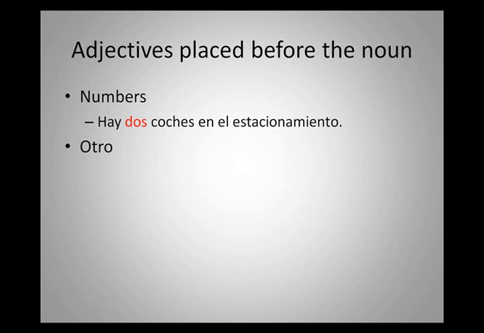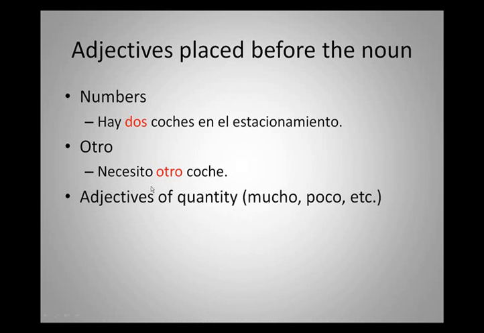Otro is an adjective that's also used before the noun it modifies. Let's take a look. Necesito otro coche. I need another car. Okay, so otro is adjective, modifies coche. Okay, we could also say necesito otros coches. I need other cars. There you go.